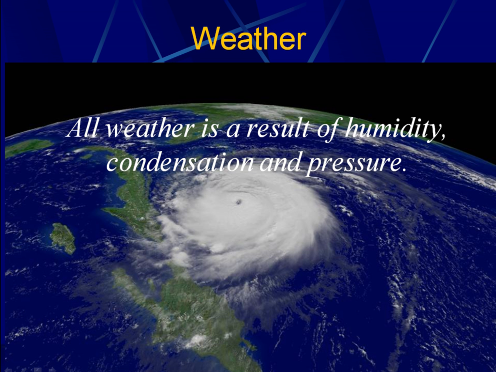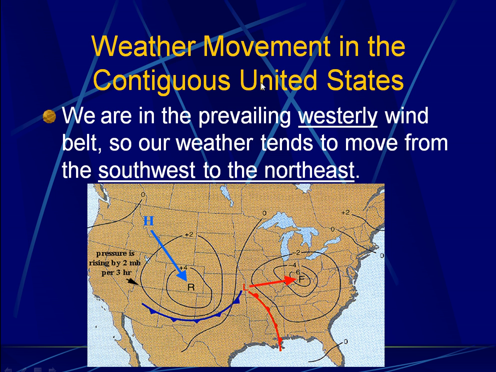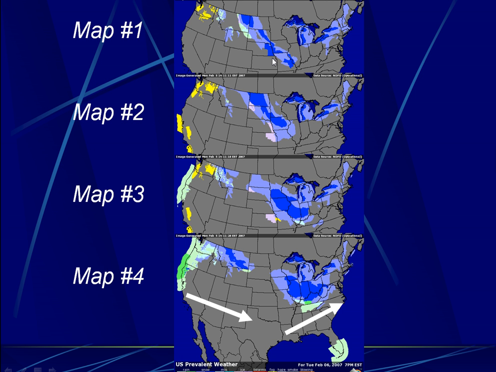Weather, as we've discussed, is a result of humidity, condensation, and pressure. And we've got global wind patterns that we've discussed before. Virginia, for instance, is in the westerlies wind belt. So, since we are in the westerly wind belt, our weather tends to move from southwest to the northeast. So when you're watching storms on the Weather Channel or WeatherBug, you can see the storms coming towards us. And here you can see this storm moving in our direction.